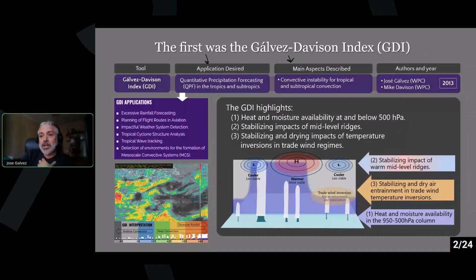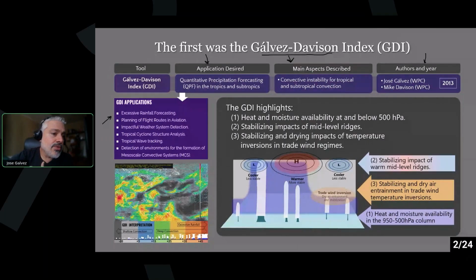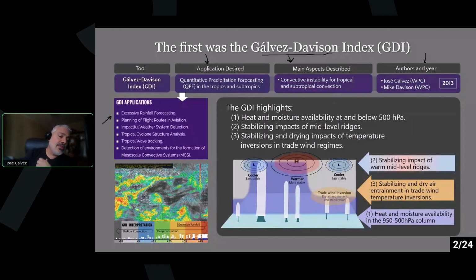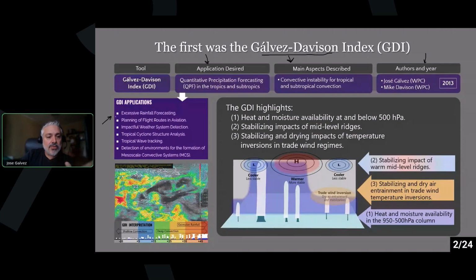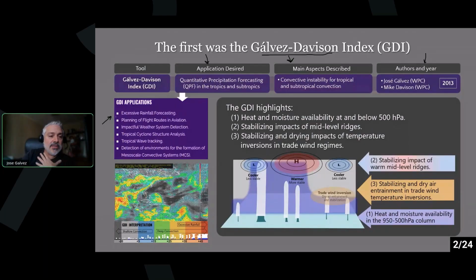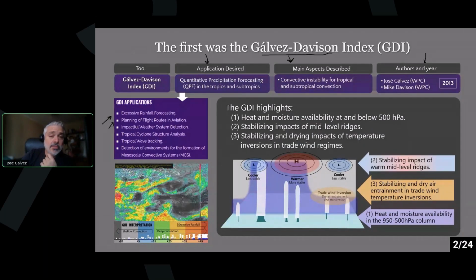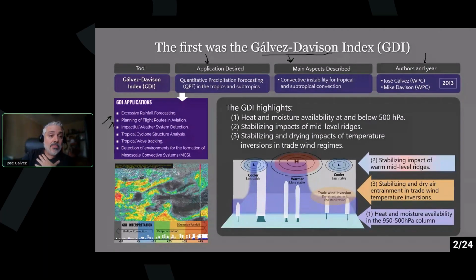As you can see, our names are in the index. Mike and I were the ones that developed it. I'm just covering this very quickly because I'm going to highlight the other tools. The GDI has a lot of applications. It's particularly good for excessive rainfall forecasting, giving you an idea of where the environment has the potential for excessive rainfall. Then it's great for planning routes in aviation because it helps you find where deep convection might occur.